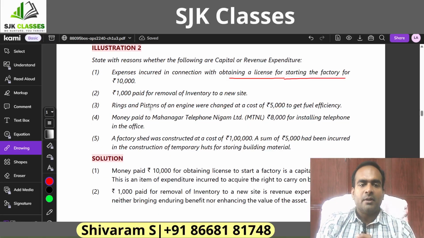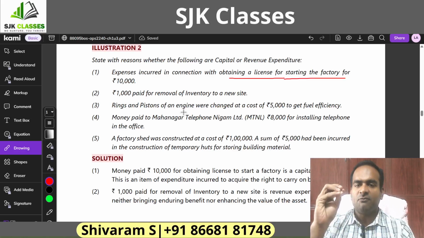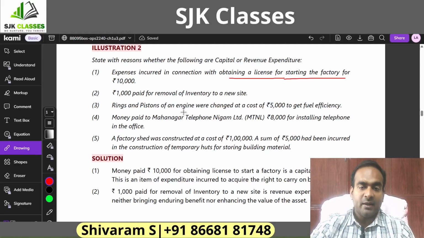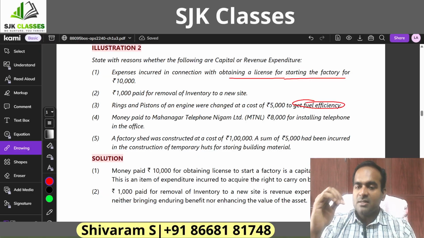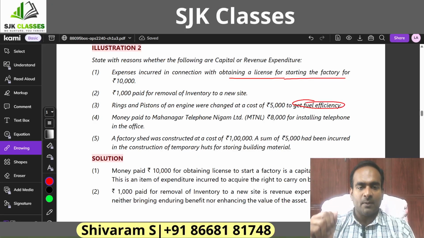Next one, rings and pistons of an engine were changed at a cost of 5,000 to get fuel efficiency. This is a key point. Now, what happens here? We're getting some benefit here. The asset is getting an enhancement of efficiency. The fuel consumption is coming down, so in that way I'm saving some cost in the future. Some benefit is there.